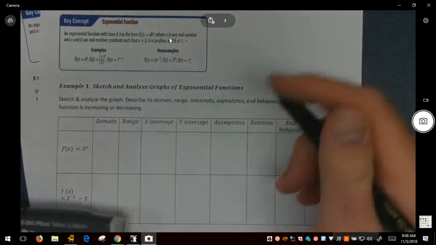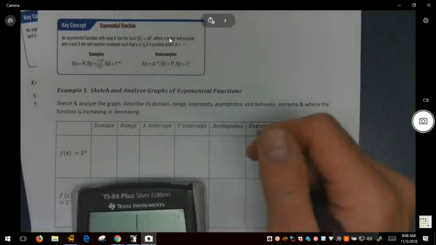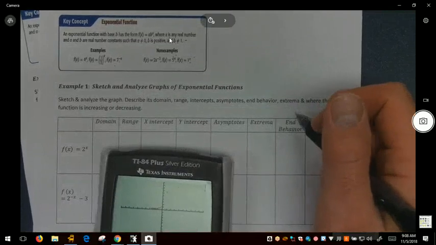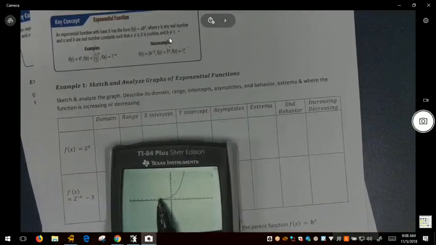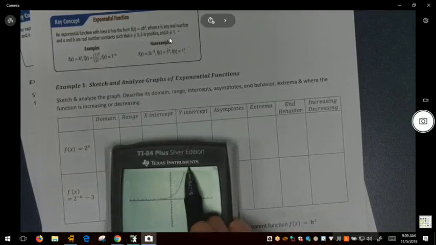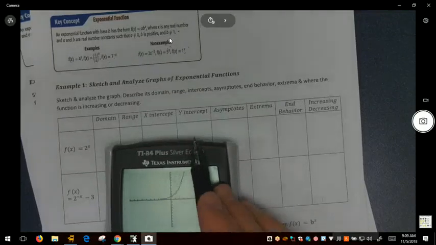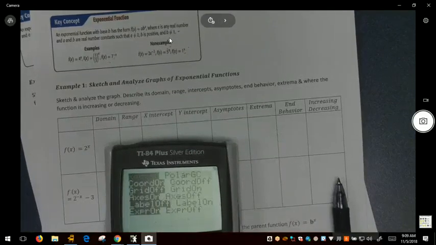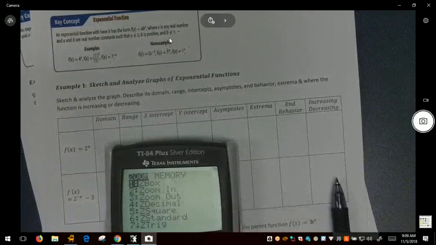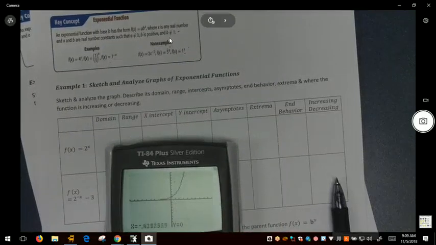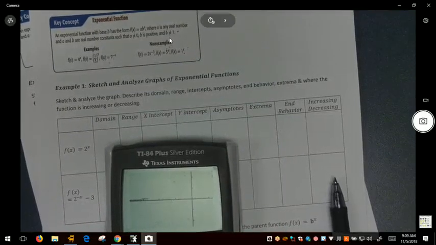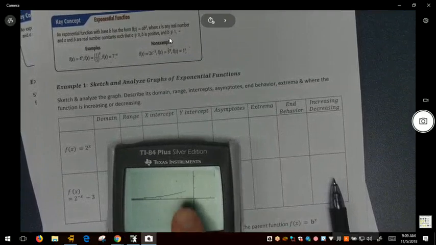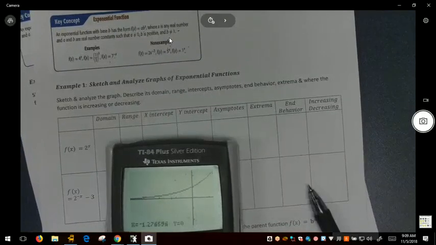So if I'm looking at a sketch of this graph, there it is. As we go to the right, it'll shoot up infinitely. But as we go down to the left, it gets incrementally closer and closer and closer to 0. So you can see that on this graph, it's getting closer and closer to the x-axis.